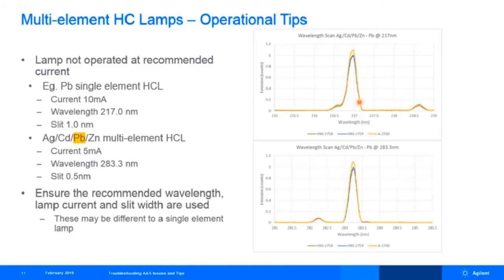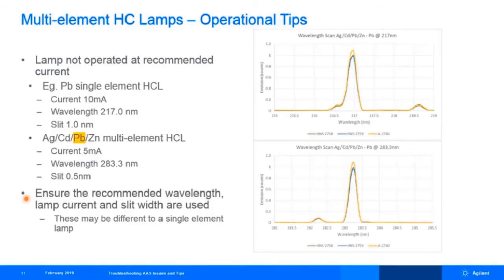In this case, you can see at the 217 line, there's actually a little shoulder on the side of the peak, indicating there's a small interference there. Now, we could certainly still use that for analysis, but really it's not going to be ideal for your applications. The 283 line shows much better isolation, and that's why it's really the recommended default wavelength for lead in this particular element combination. So if you are going to work with multi-element lamps, they do require different operating conditions, and we need to keep that in mind.